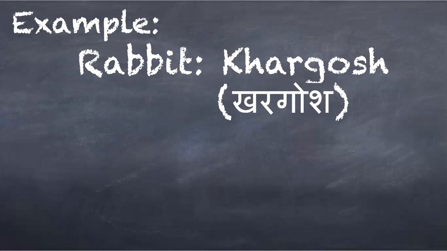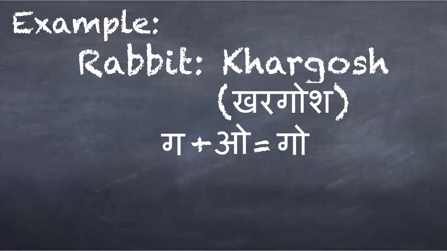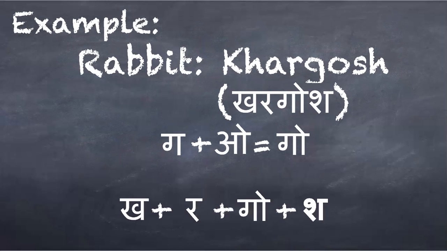Now the go sound is made by taking vyanjan g and swar o, and together they will make the sound go. And now we can make the full word: vyanjan kh, then vyanjan r, then we'll take go and vyanjan sh, and together they will make the word khargosh.